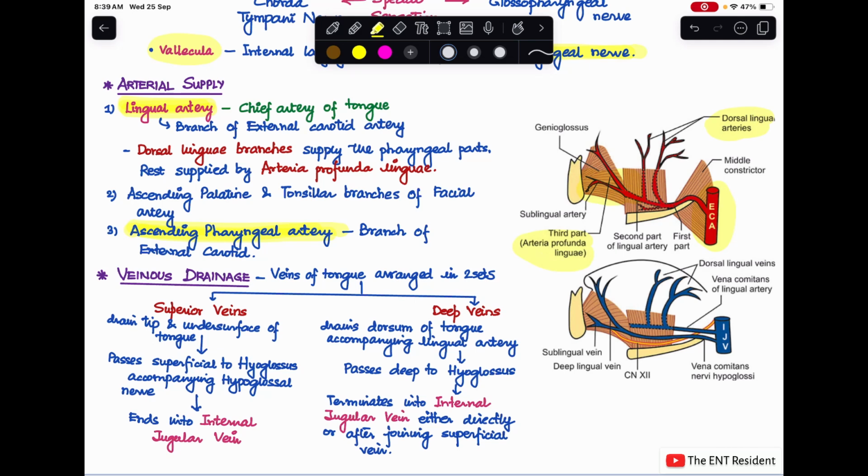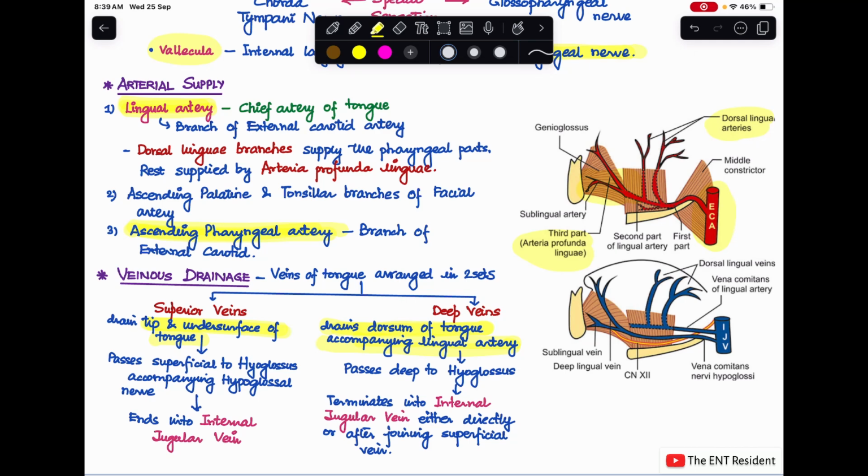Next, coming to the venous drainage. The veins of the tongue get arranged in two sets, superficial veins and the deep veins. Both of them ultimately end up in the internal jugular vein, but their pathway is different. The superficial veins drain only the tip and the undersurface of the tongue, whereas the deep veins drain the dorsum of the tongue and accompany the lingual artery.